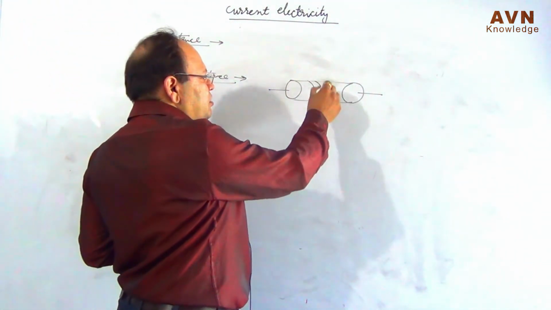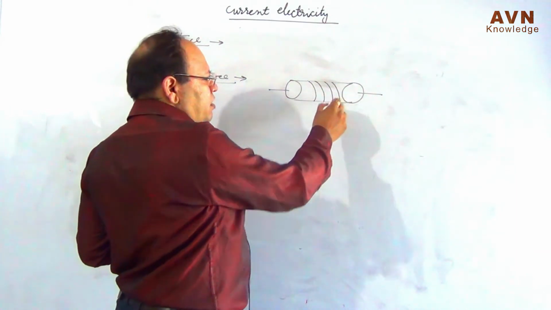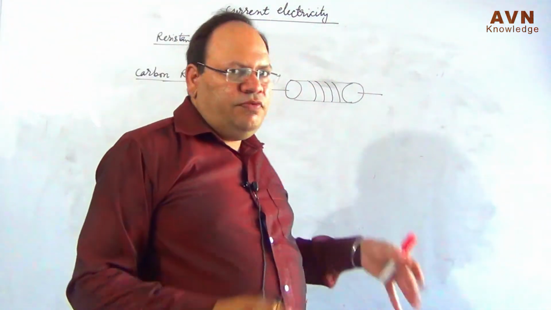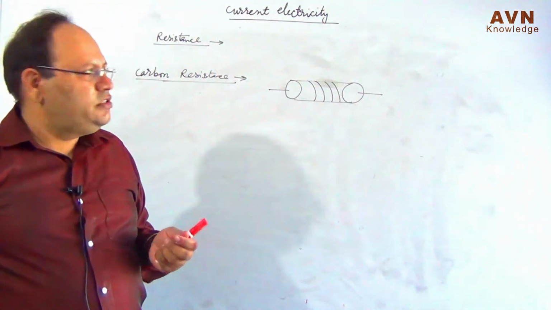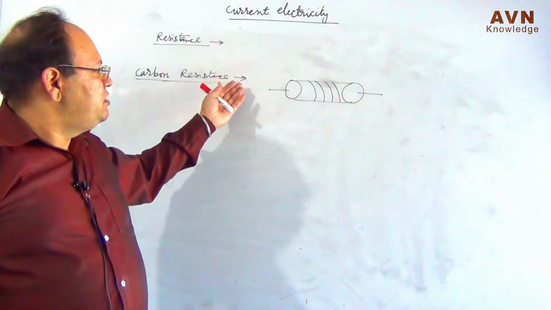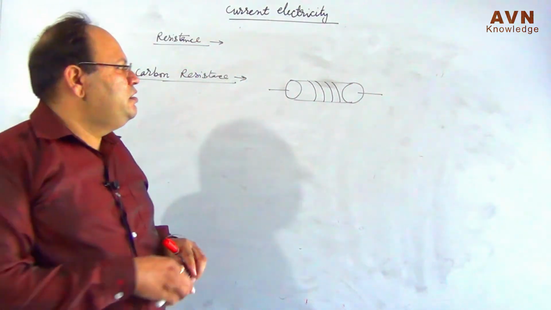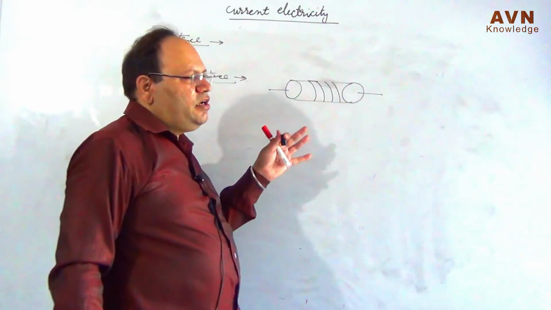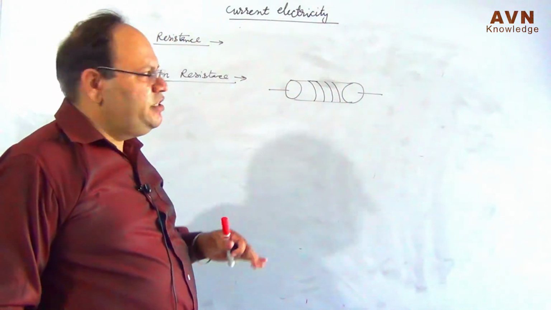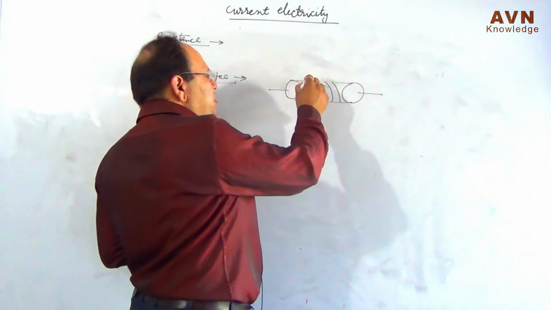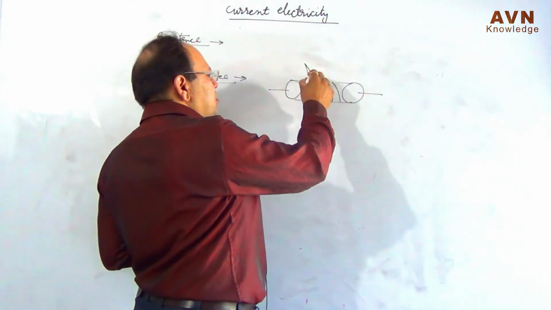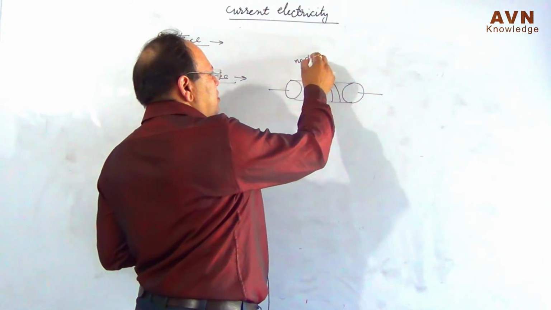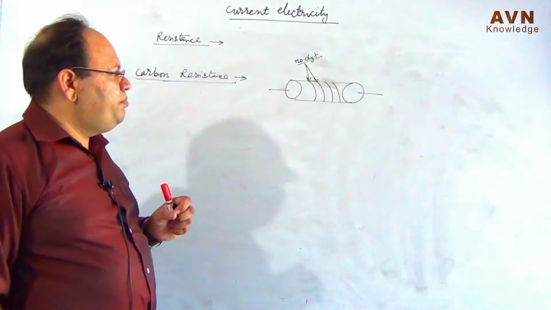This resistance is shown by different colored strips. The color of the strips determines how we calculate the resistance. So this is the carbon resistance, and we calculate how much the resistance is by the color of the strips. The first two strips show the digits, the number.